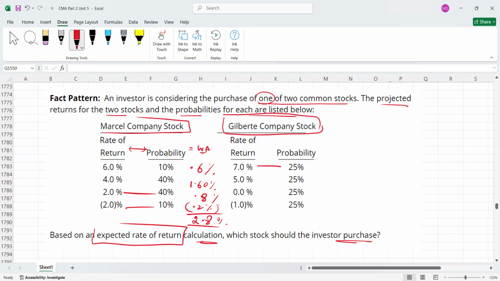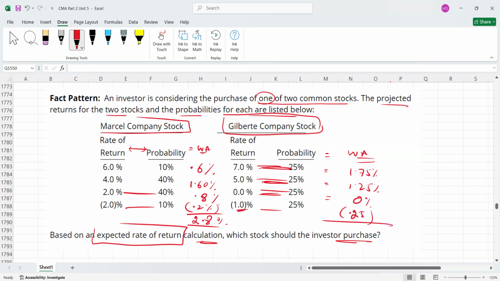Now, in a similar way, you will calculate the expected return for this stock also. Again, we got a rate of return and probability. We will just multiply, so you will get the weighted average value. How much is 7% into 25%? 1.75%. Then 5 into 25% is 1.25%. Then 0% into 25%, obviously it is going to be 0%. Then 1% into 25% is going to be minus 0.25% because this figure is minus.